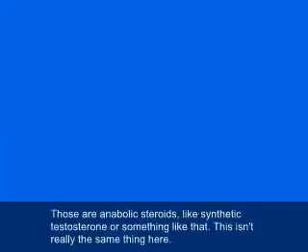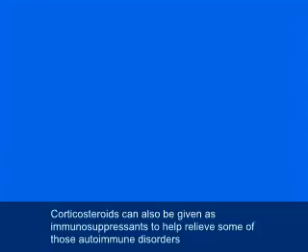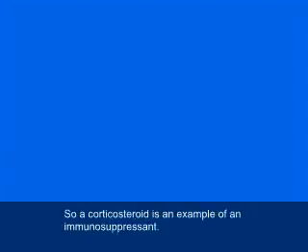steroids that athletes use. Those are anabolic steroids, like synthetic testosterone or something like that. This isn't really the same thing here. A corticosteroid is something like a cortisone. Like if you have an injured shoulder or something, you might be given a cortisone shot to reduce the inflammation and to help it heal. Okay? It would have an anti-inflammatory action. Corticosteroids can also be given as immunosuppressants to help relieve some of those autoimmune disorders where the body is going nuts and there's too much of an immune reaction and it's attacking itself. So a corticosteroid is an example of an immunosuppressant.